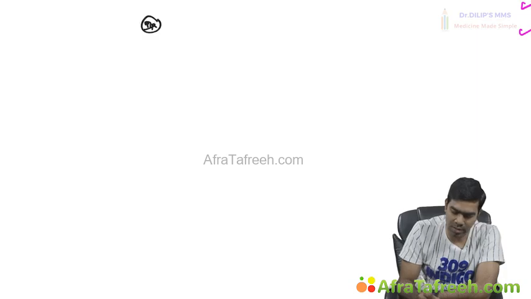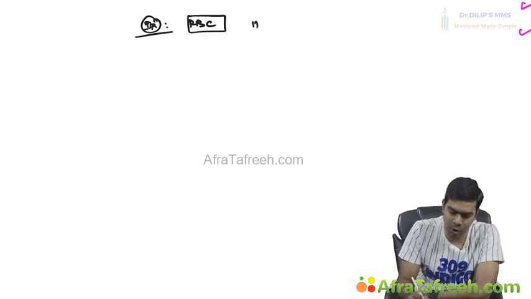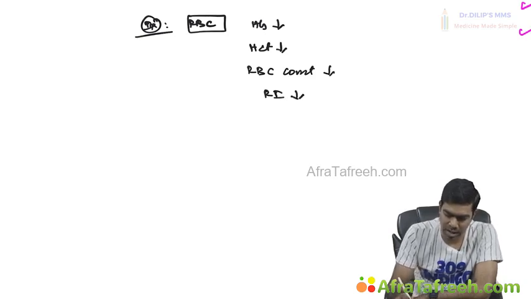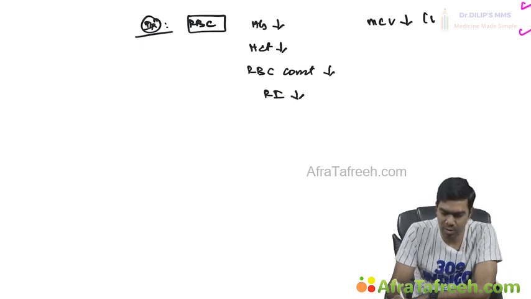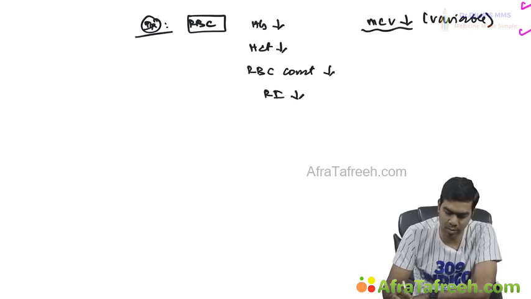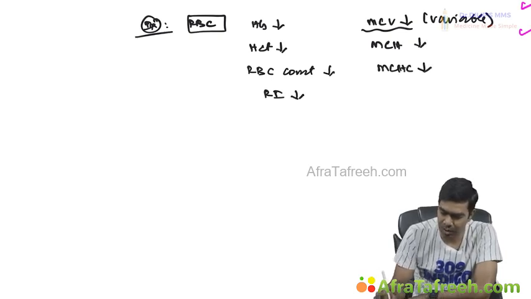Investigations-wise, if you ask me what is going to happen, in the RBC indices, obviously the hemoglobin will be decreased, the hematocrit will be decreased, the RBC count will be decreased, your reticulocyte index, retic, also will be decreased, and your MCV will be decreased. But remember, it's highly variable, but MCV generally tends to be decreased because of poor hemoglobin synthesis. As I already told you, it's a microcytic hypochromic picture. So your MCH will be decreased, your MCHC may be decreased, but your red cell distribution width will be increased.